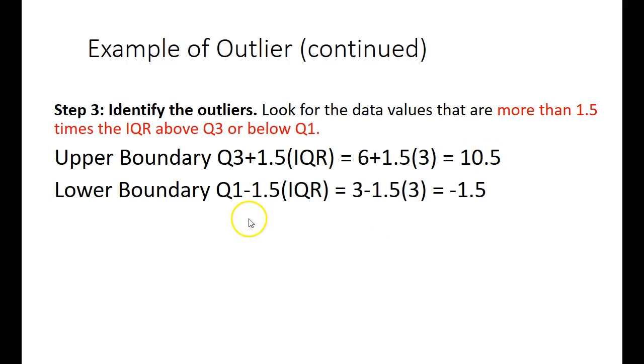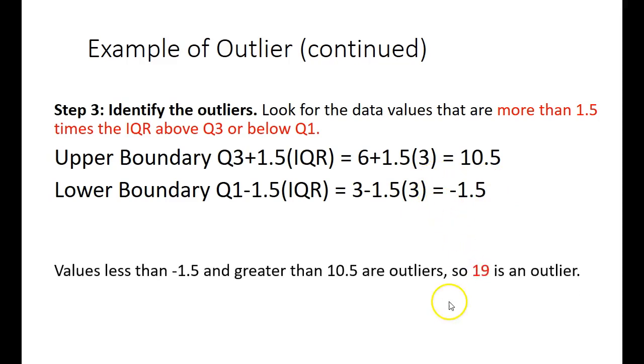So you may have noticed a slight change on the screen here. This was a plus sign by mistake, so please fix that if you've already written this down in your notes. The lower boundary would be the first quartile minus 1.5 times the interquartile range. We want to go below Q1. We want to know what the lower outlier boundary is. After subtracting, I got negative 1.5. Anything in our data set less than negative 1.5 or greater than 10.5 would be an outlier.